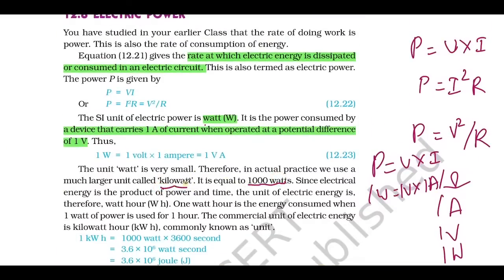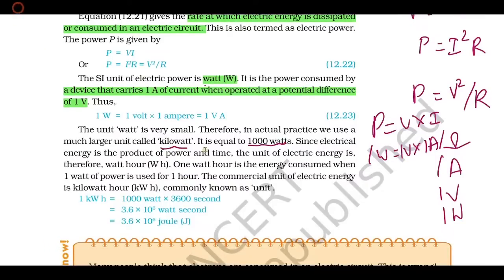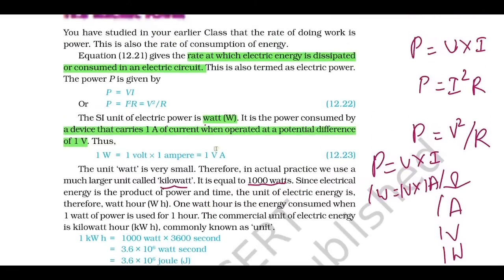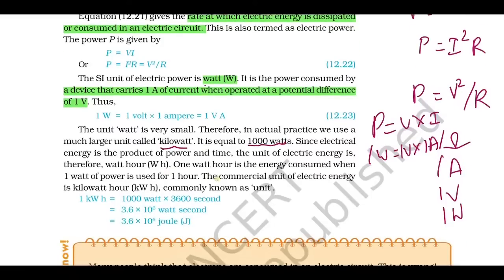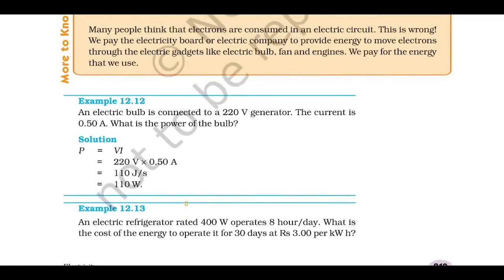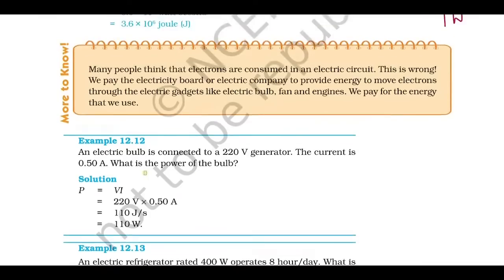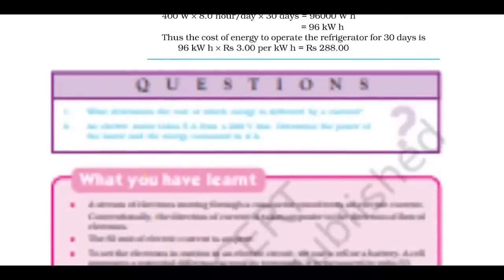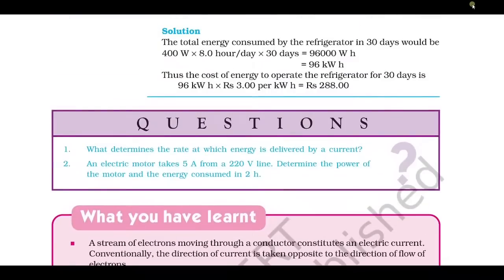1000 watt is equal to 1 kilowatt. And the unit of electrical power is watt. What is the commercial unit of electrical energy? It is kilowatt hour. Commonly it is called a unit. Based on power, if they don't ask any other question, you can expect a 2-mark or 3-mark numerical. So you can solve the questions there in the textbook. That is more than enough.